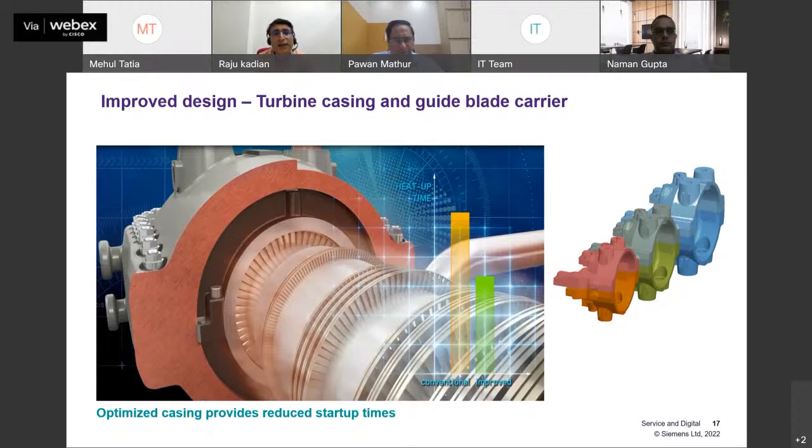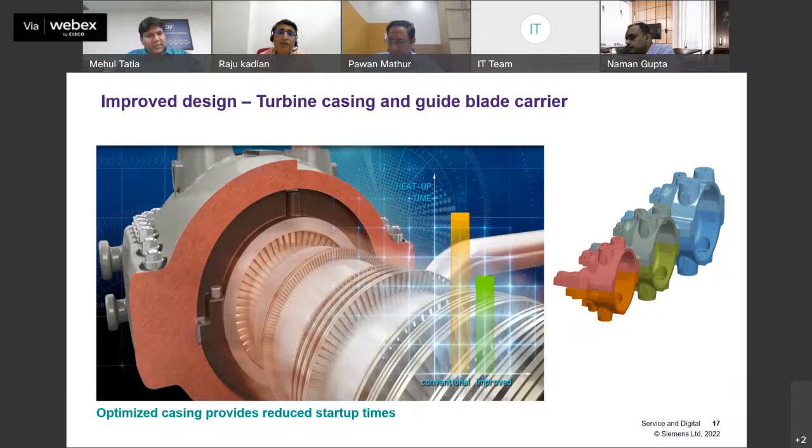Now coming to the casing design, in Siemens we have improved the casing design and guide blade carrier to get the best thermal inertia of the casing, and designed a symmetrical casing from top and bottom half, so that we can reduce the startup time of the machine, and it gives more flexibility during load change.